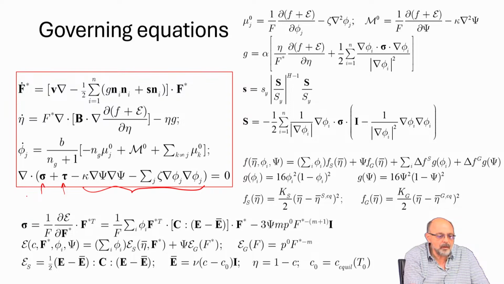Both of those can be expressed in terms of F and V, right? I need an evolution equation for F star, and this is my velocity gradient, the total velocity gradient with lattice growth and slip, right?